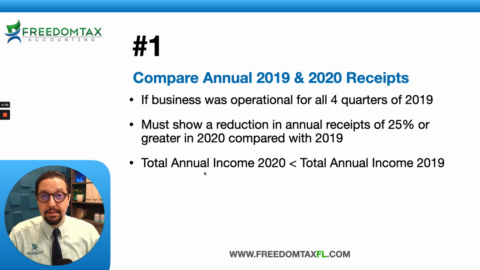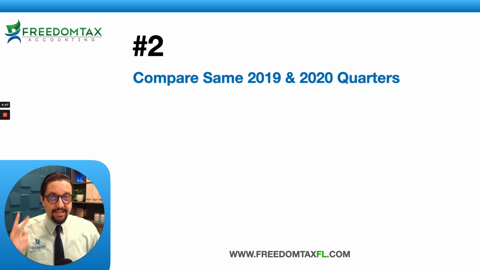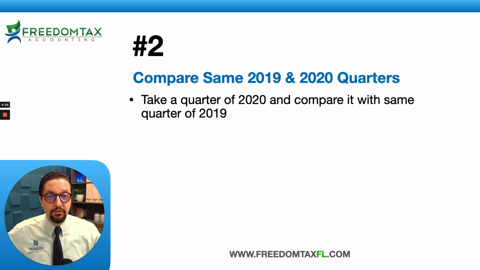And if you have a revenue reduction of at least 25%, 2020 compared to 2019, you are eligible to get the second PPP loan. The second way is to compare the same quarters of 2019 compared to the same quarter of 2020.